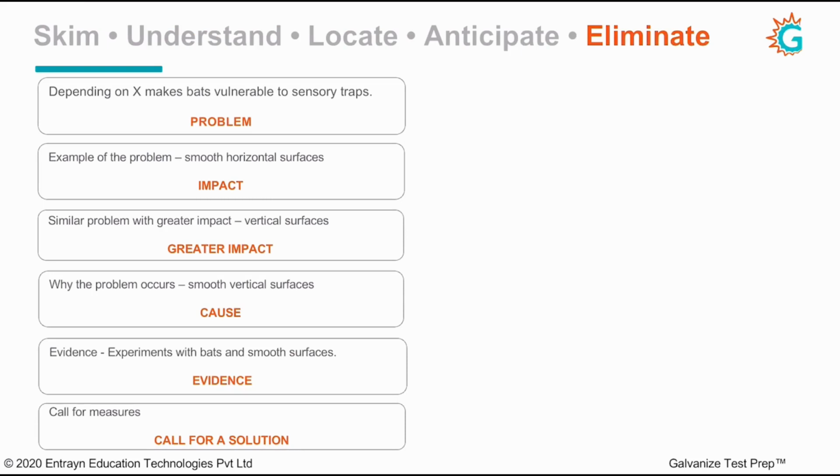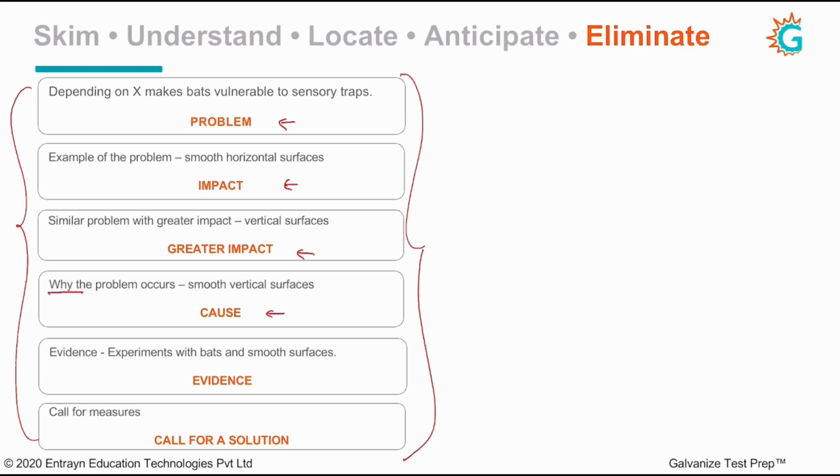So remember, this is what we had identified in our passage reading when we skimmed it, that the passage structure has a problem that it's identifying, then a couple of examples of the impact of this problem and why the problem occurs, in other words, the cause, some evidence for this, and finally a call for a solution. So we are clear about this.